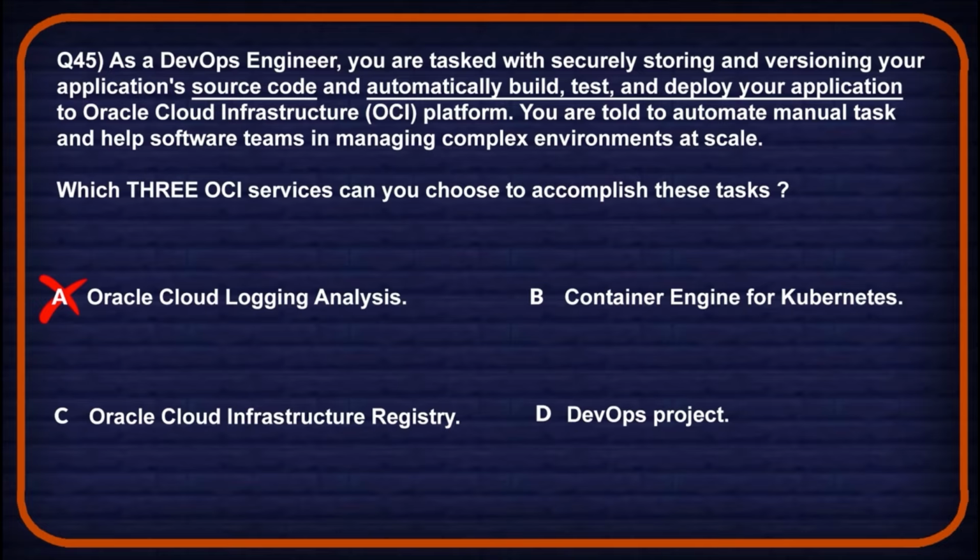Moving on to option number C, Oracle Cloud Infrastructure Registry. OCI Registry securely stores and versions container images used in automated deployment pipelines. So option C looks like a good answer. Let's keep it. Moving on to option number D, DevOps project. OCI DevOps project enables automated build, test, and deployment workflows for secure and scalable application delivery. So options B, C, and D will be the correct ones.